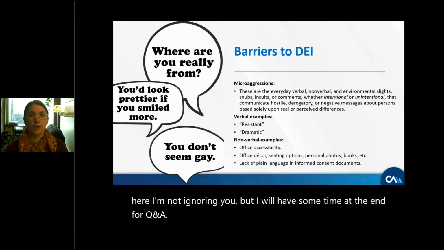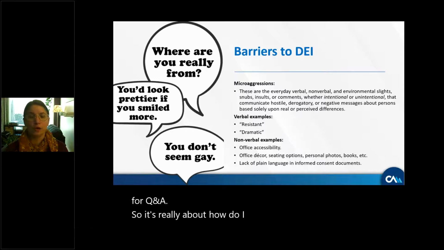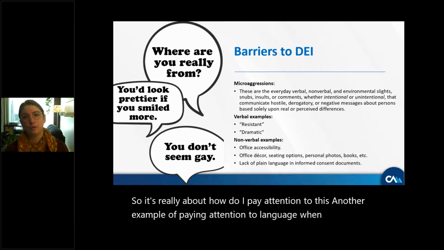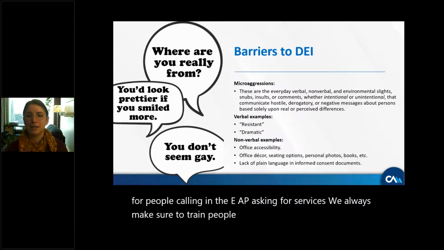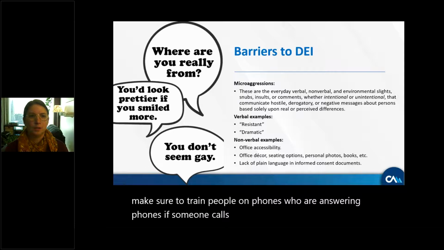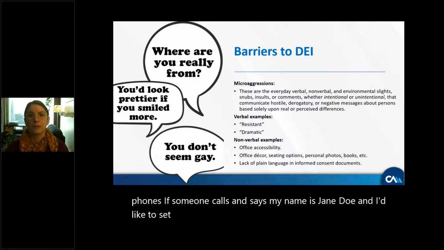So it's really about, how do I pay attention to this? Another example of paying attention to language. When we do intakes for people calling in to the EAP asking for services, we always make sure to train people who are answering phones. If someone calls and says, my name's Jane Doe, and I'd like to set up marriage counseling, what will happen is someone will say, oh, what's your husband's name?